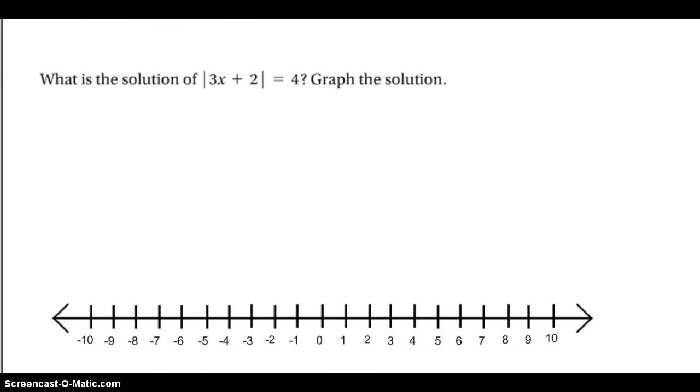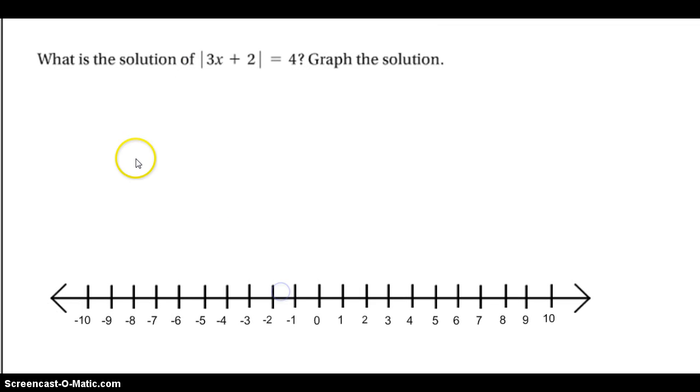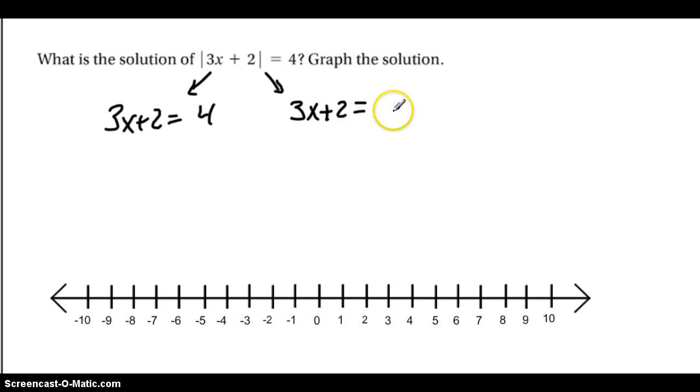Here's our next example. We'll do this one together. Squeeze up our little number line. So let's go ahead and solve this one. First, we know we have to split it up into two problems. So we're going to drop the absolute value, and then we're going to drop the absolute value again, and then set it equal to the opposite of whatever this is.